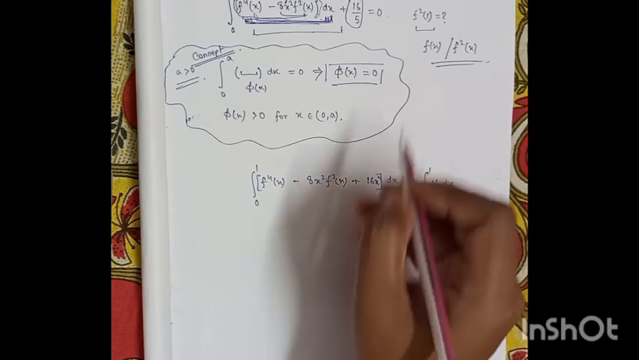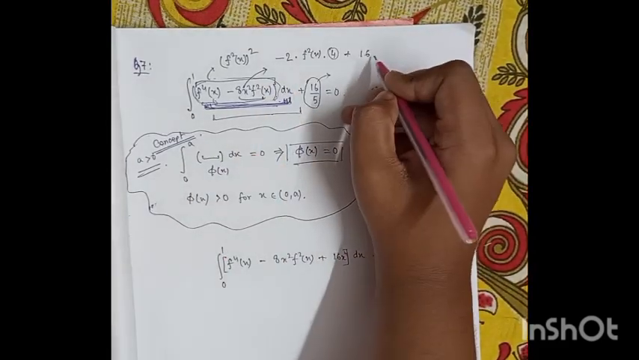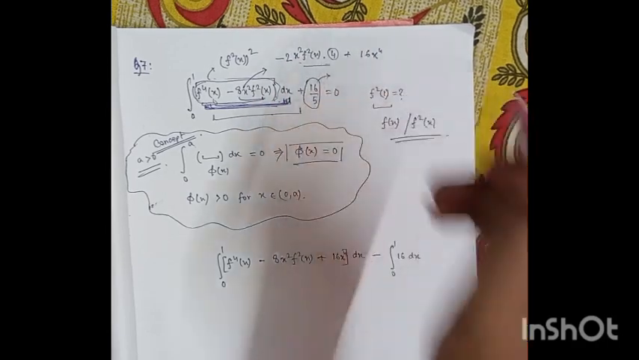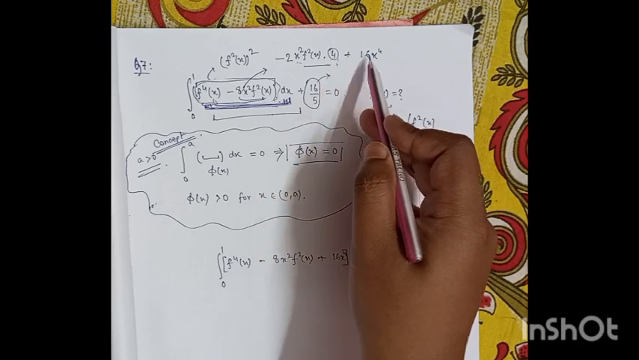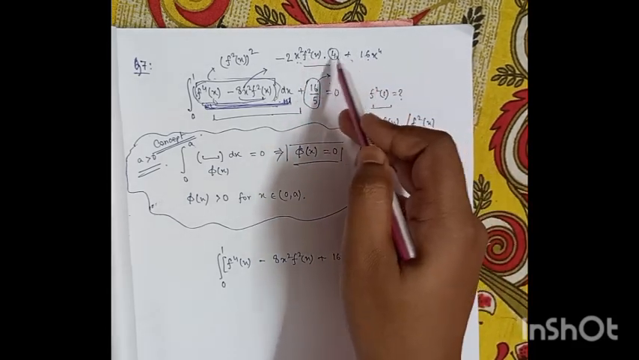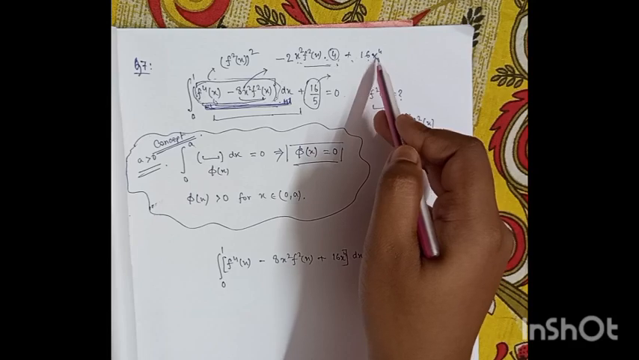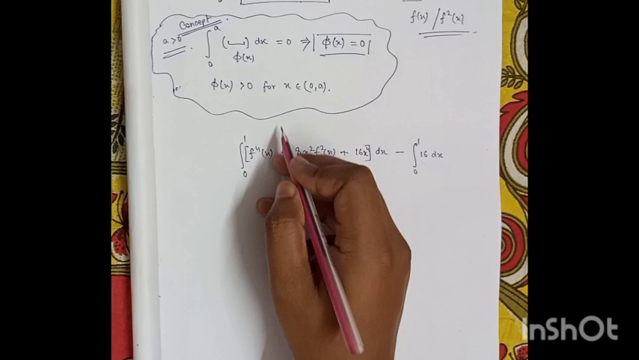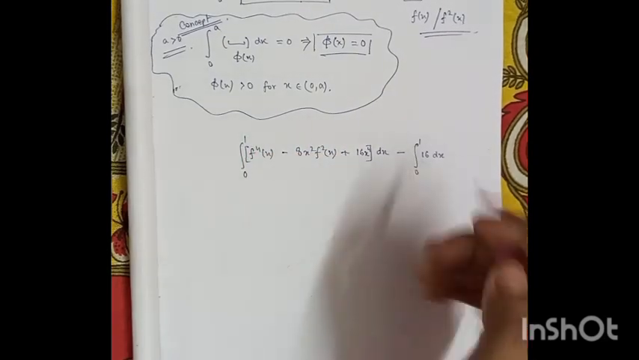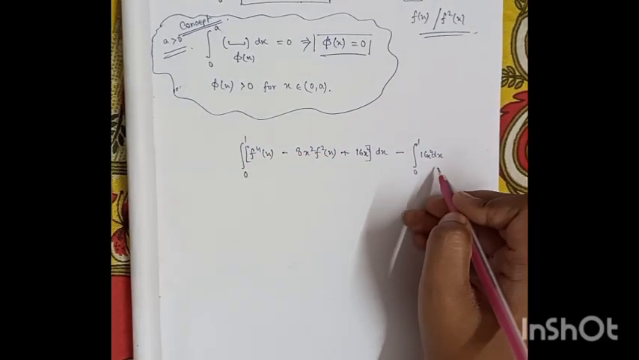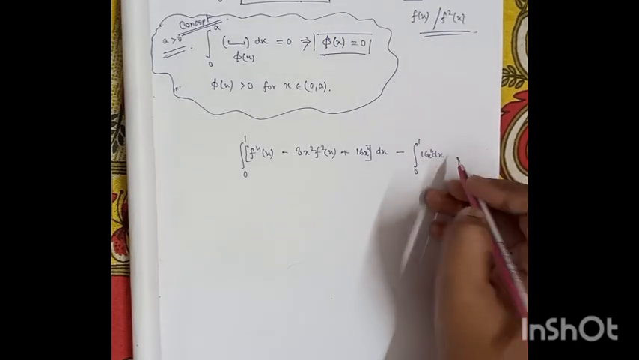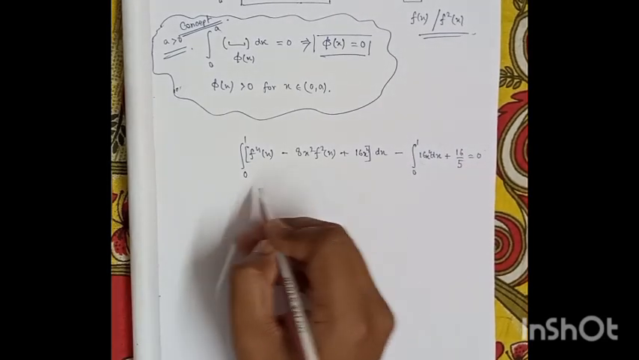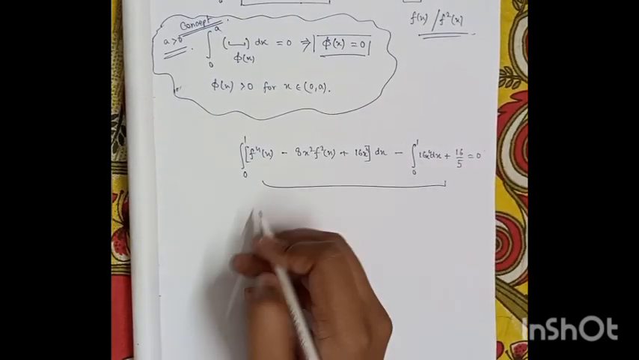Sorry, this is my mistake, this would be 16x⁴ because there is also an x² involved here. So this will be 4 times x² and the whole square of it, so the square of 4x² means 16x⁴. So basically we added the integral of 16x⁴ dx from 0 to 1, and here also we subtract the integral of 16x⁴ dx from 0 to 1, and the term here is as it is. So basically we are getting this expression.